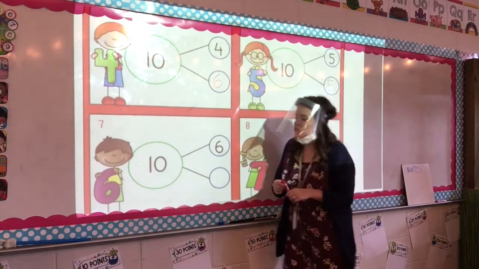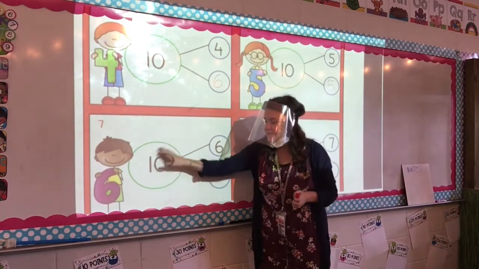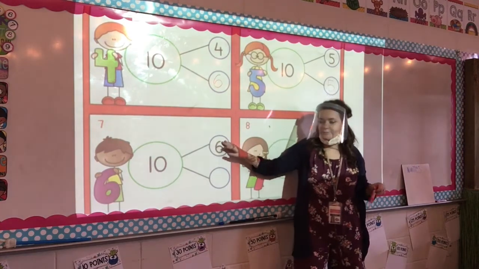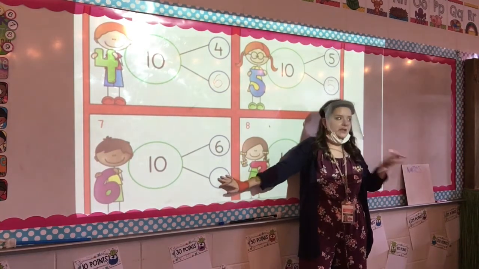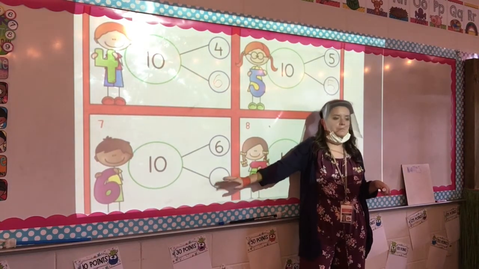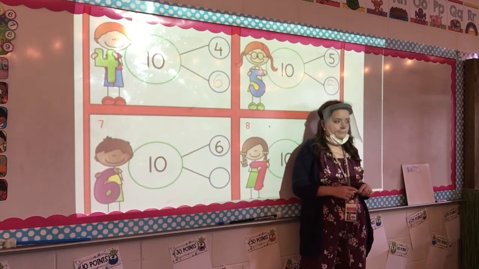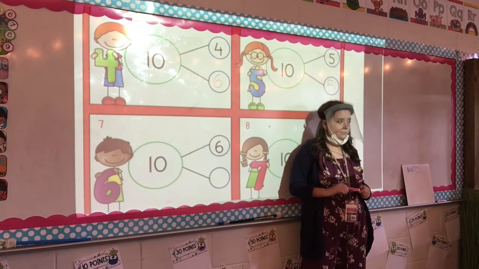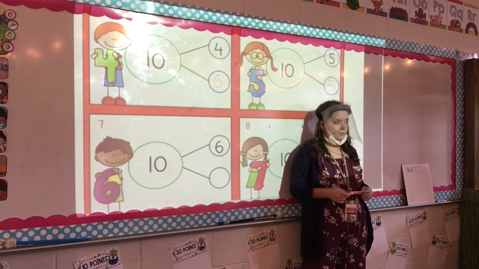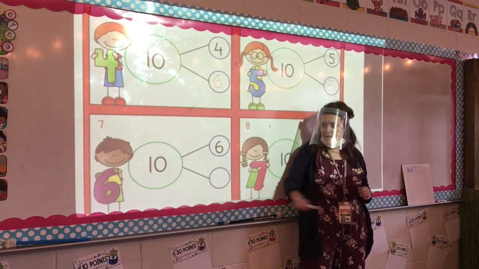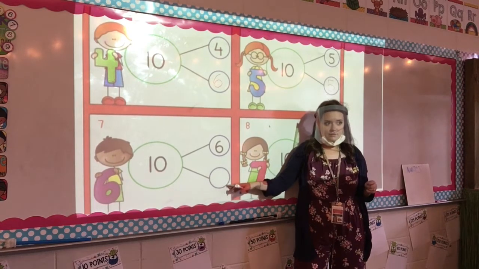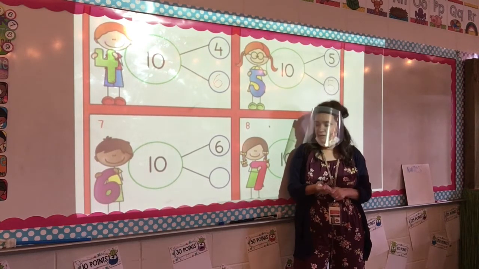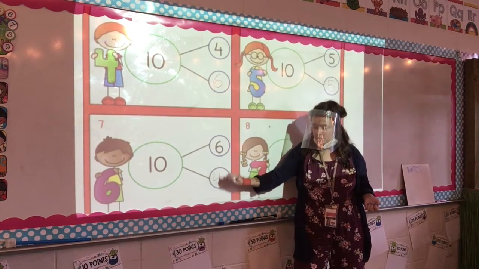Okay. Let's try another one. 10 is my total. 6 is one of my parts. You figure out and write down what the other part is. You already got it? Okay, great. Micah, have you solved it yet? What did you get? 4.